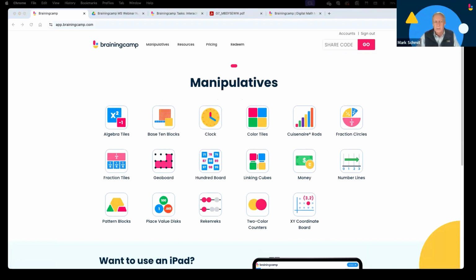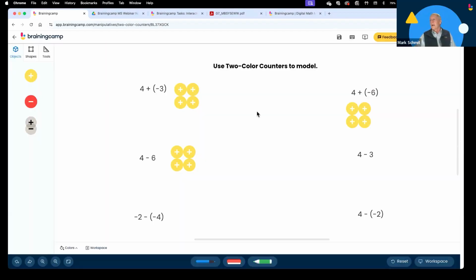Let me take a quick look. Let me put the share code in the chat, and I'll put it up here in the share code box. Now, how can we use two-color counters to model integer addition? Actually, this is addition and subtraction. So I can model, here we go. I've modeled that first addend of 4, and to that, I'm going to add a -3. So there's my -3. Now I can make those zero pairs.